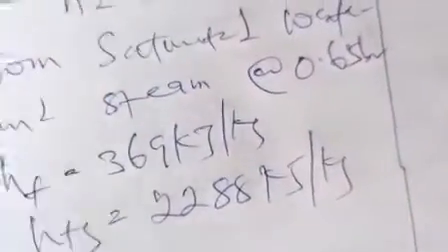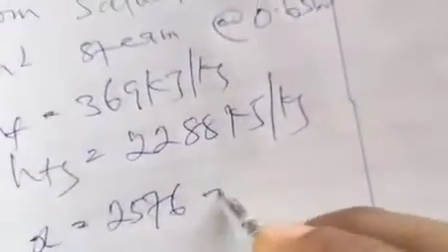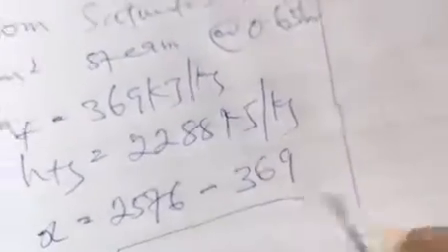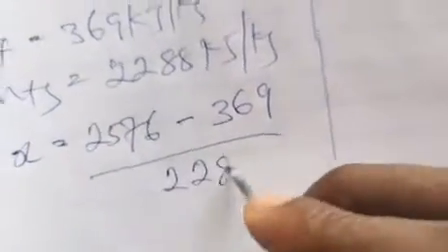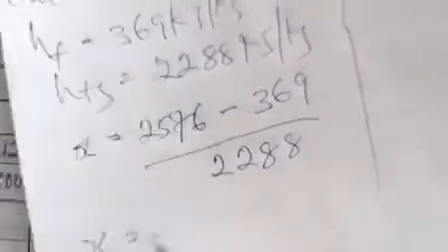If we know this, we can substitute into this equation to obtain the value of dryness fraction x. Therefore x equals, we said specific enthalpy, which we obtained to be 2576 here, so we have 2576 minus hf, and hf is simply this 369, all over hfg, here simply 2288.